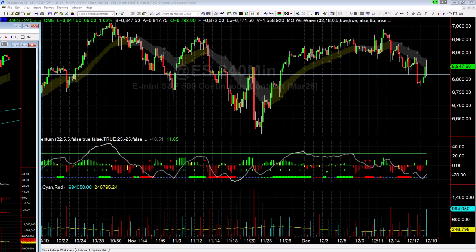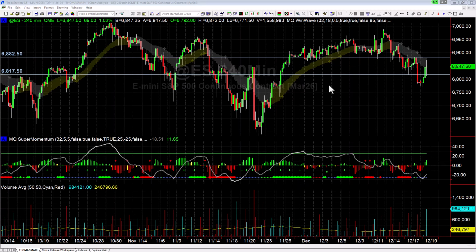So keep an eye on both those things on the longer time frame basis, and then on the shorter time frame basis, pay attention to your trend. But that's it for today.